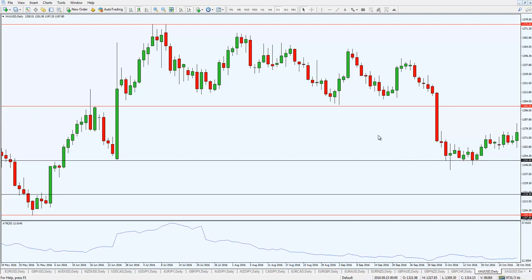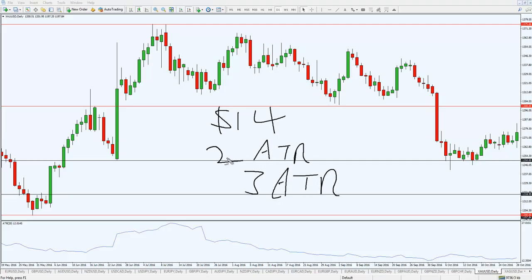So let's say, similar to the previous example, you went long somewhere here. How can you use the ATR indicator to trail your stop loss? Since the ATR value right now is $14, there are a few ways you can do this. You can use 2 ATR, 3 ATR, whichever you prefer. It really depends on how much open profit you're willing to give back. In this example, let's take 2 ATR. 2 ATR is basically $28, because you know that 1 ATR is $14, so 2 times $14 gives you $28.